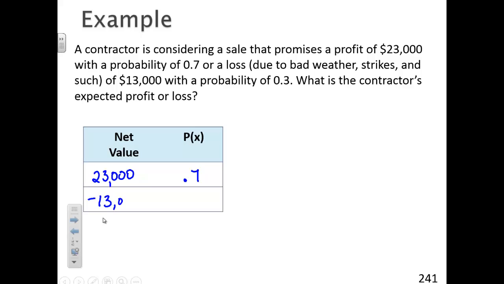Making sure you get that negative value in there for your loss is very important. So, the probability linked to that is 0.3. What is the contractor's expected profit or loss? So, if we get a positive value, that means he has an expected profit. If we get a negative value, that means he has an expected loss.